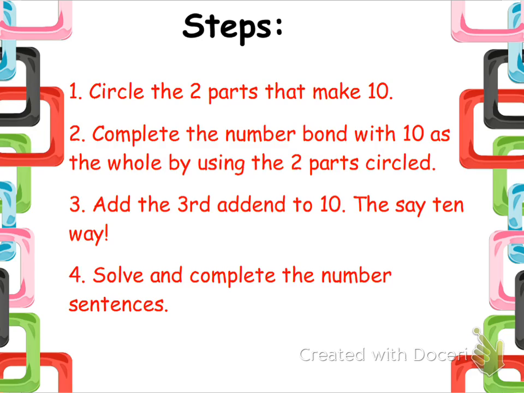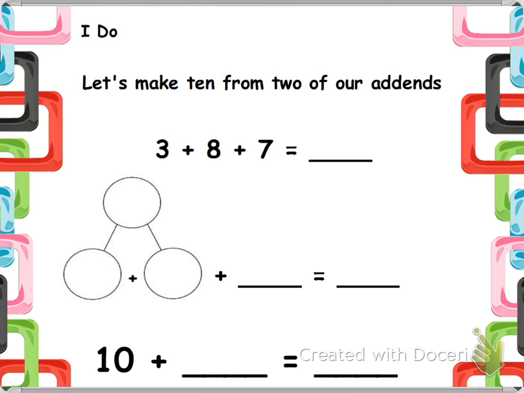So, step number 1. Remember, we do step by step. So step number 1, let's circle the two parts that make 10. Let's look at this. It says 3 plus 8 plus 7 equals blank. Well, remember, we could think about our song. We know that 2 and 8, 8 and 2, making 10 for me and you. Well, I see an 8, but I don't see a 2, so we can't do that one.